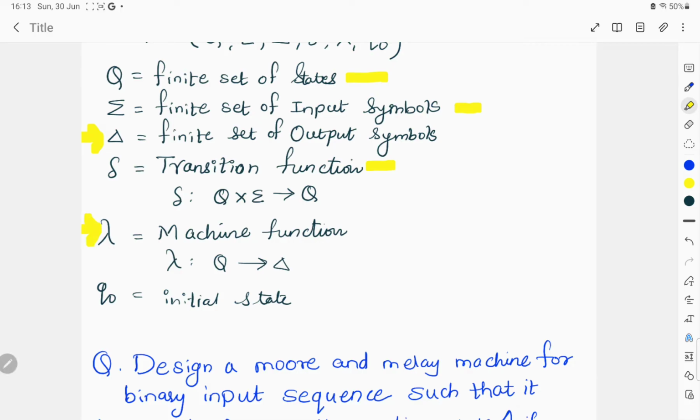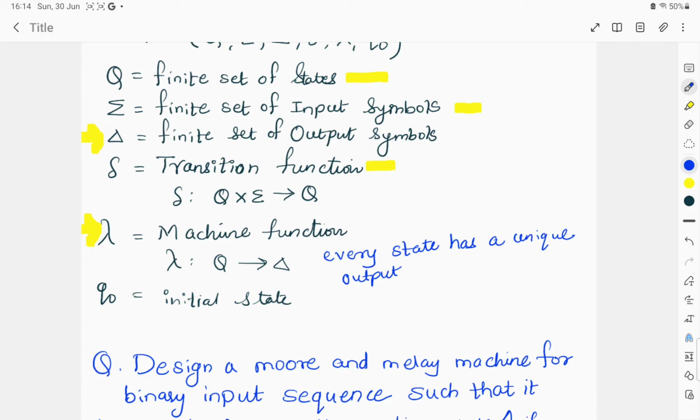So these are the two new tuples we have over here: the output symbols and the machine function. The machine function is given as lambda, and it says Q gives delta. That means every state has one unique output associated with it. If I have 5 states, I will have 5 outputs, and every state has one fixed output. If you go to that state, then you have this output. So if I stop my Moore machine at a particular point, I can say this is that state, and whatever output it is giving is my final output.